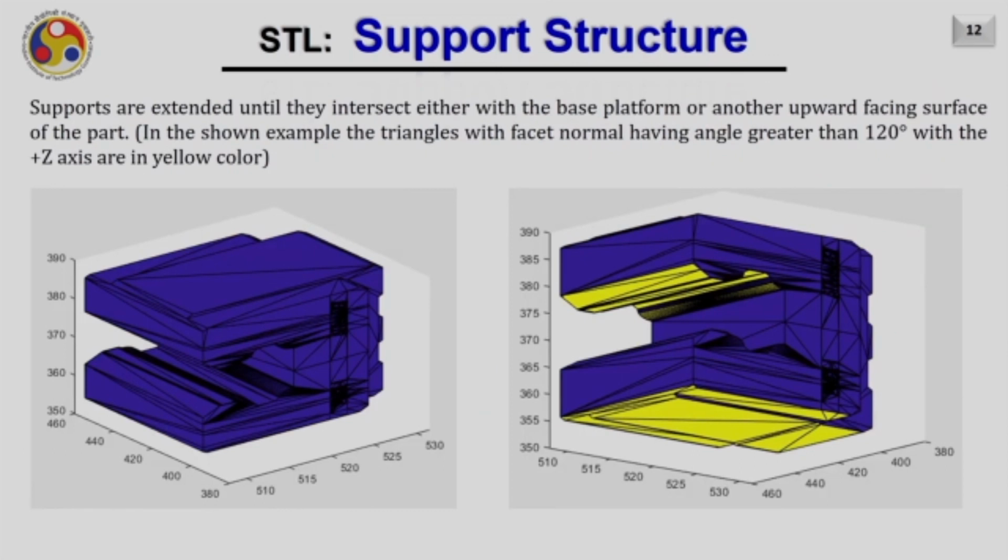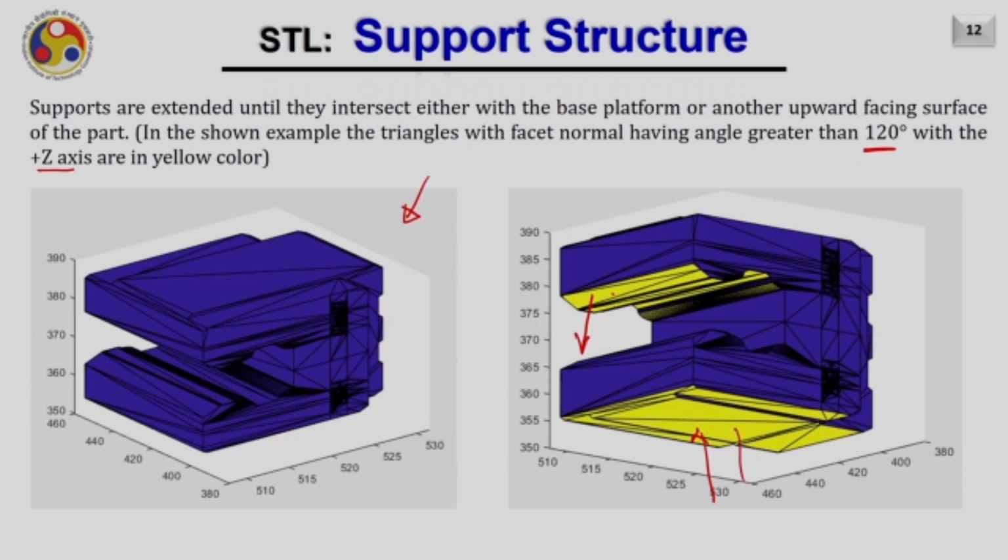For example, this particular STL file, if I apply the same rule which we discussed in the last problem, that the facet normals, those are having angle greater than 120 degree with the plus z direction, which is the build direction, are highlighted here in yellow color and will require the support material. So this is the component, and if I tilt it, I just rotate it just to view, you see that these yellow triangles, they are having the contact normal which is greater than 120 degree.